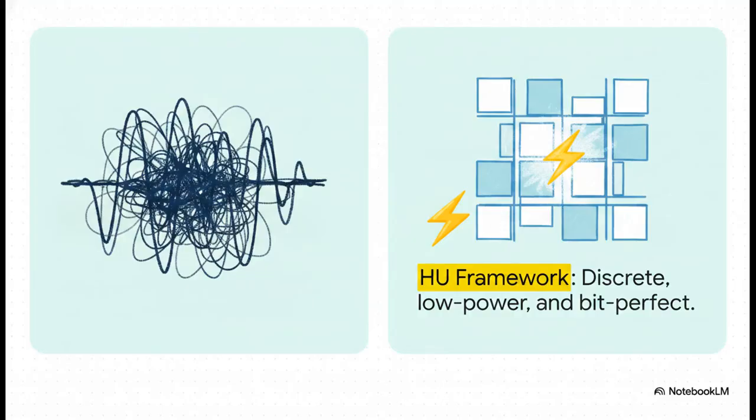So, to understand this trig wall, you have to look at how legacy AI systems operate. They rely on what are called continuous polar manifolds. In plain English, when they calculate attention scores, they use heavy trigonometry, sines, cosines, all that stuff. And this forces the hardware to constantly guess or approximate, which turns precise coordinates into this irrational, energy-heavy, continuous, well, gunk. The Hayate Universale or HU framework goes for the exact opposite. The goal is a discrete, low-power, bit-perfect system that completely bypasses trig.